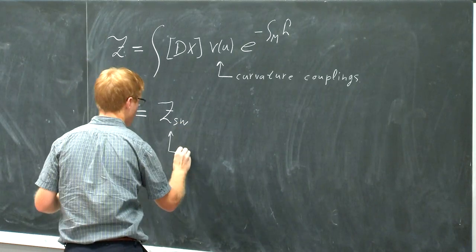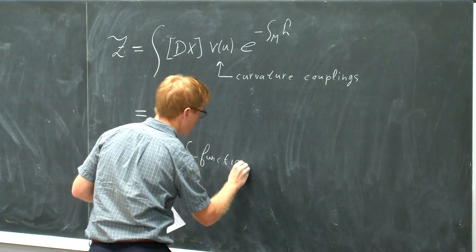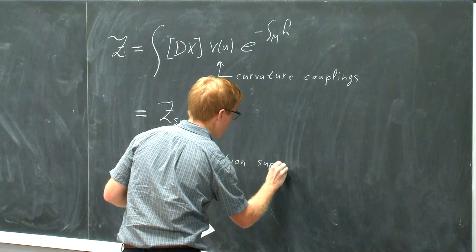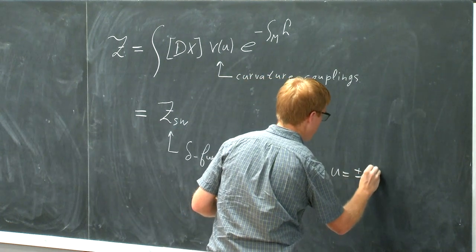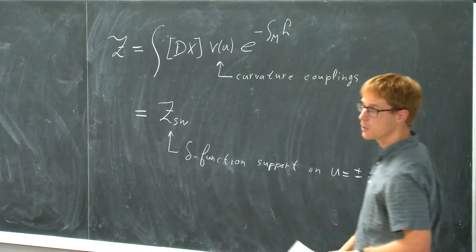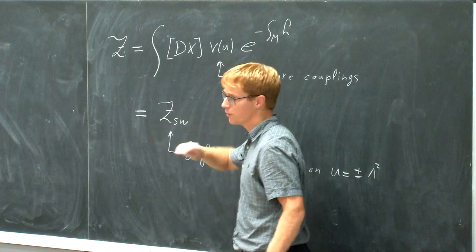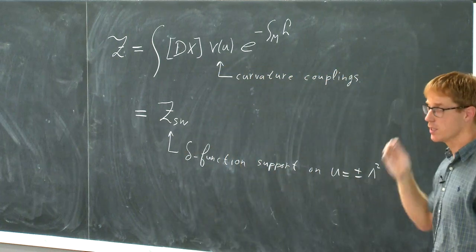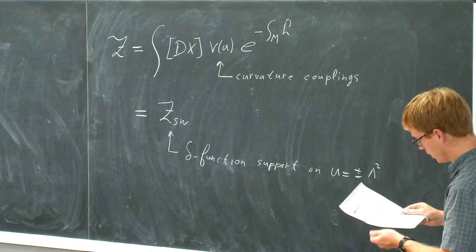So this is the delta function support on U equals plus or minus lambda squared. And this can be completely specified in terms of the Seiberg-Witten invariants, which were discussed by Lothar this afternoon.